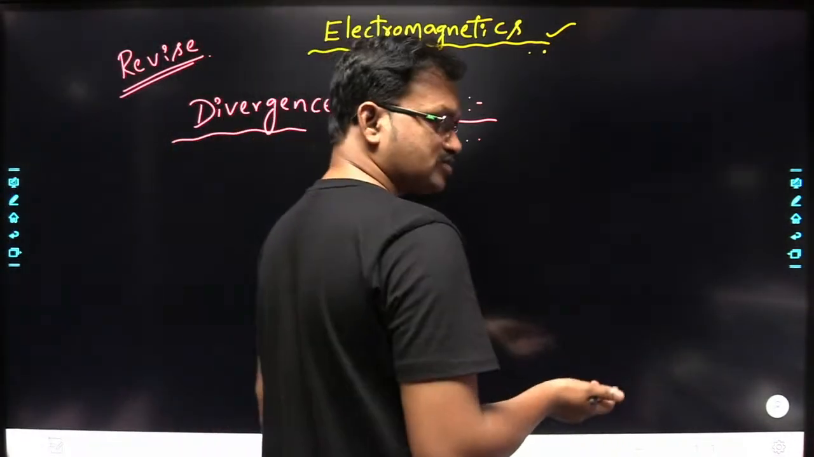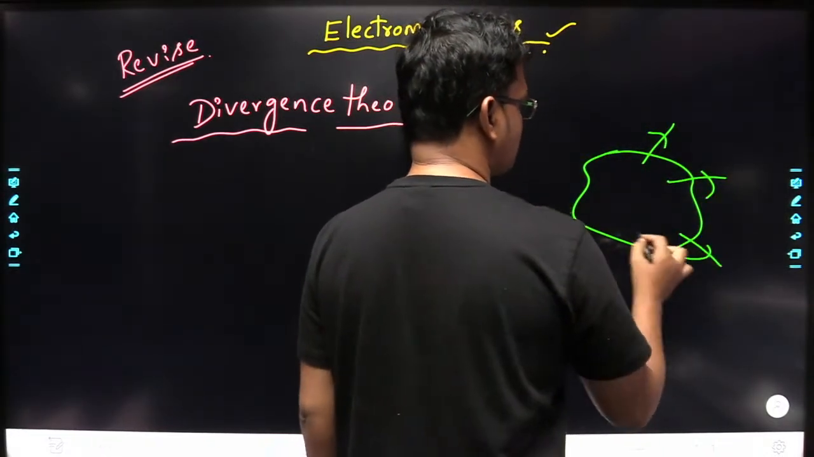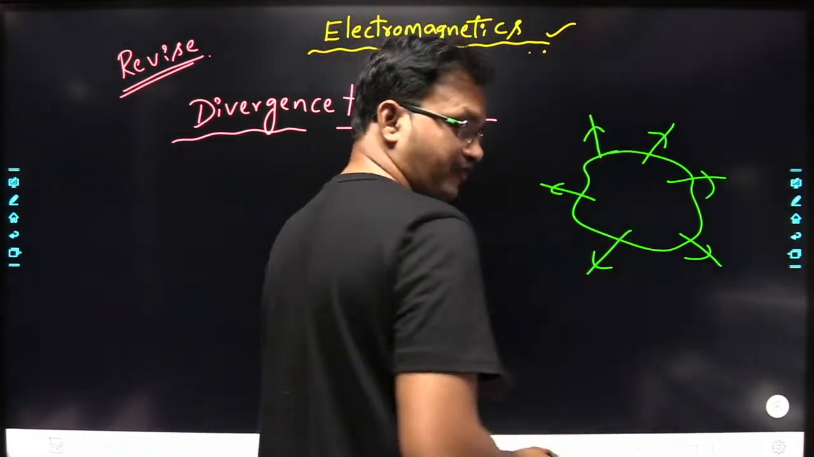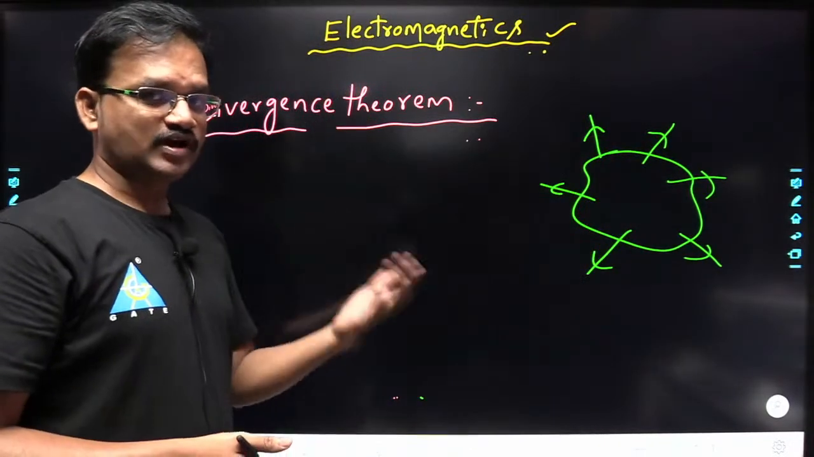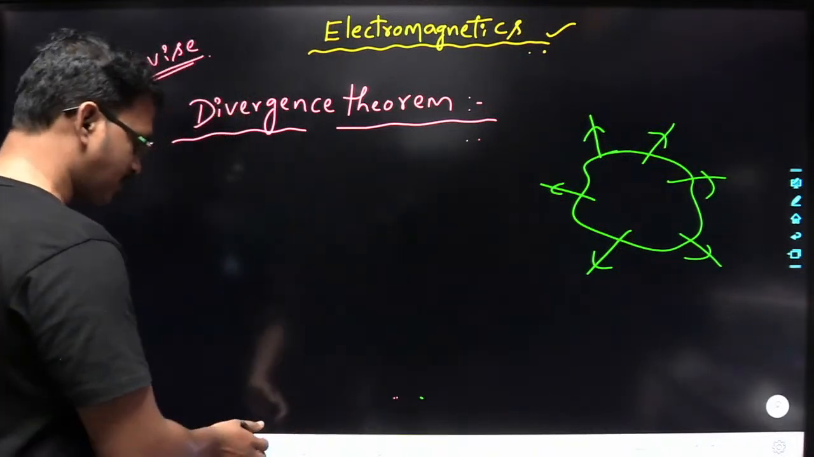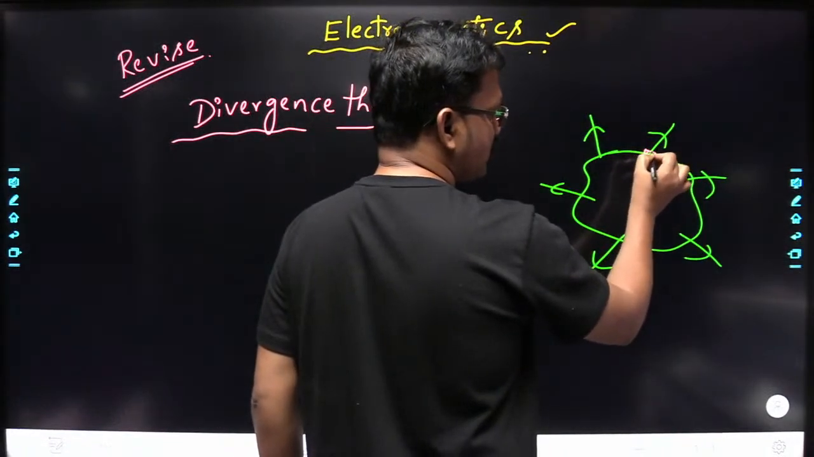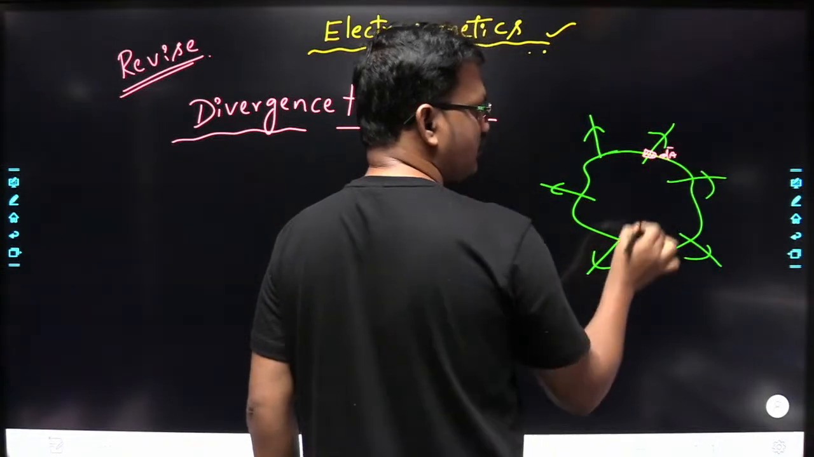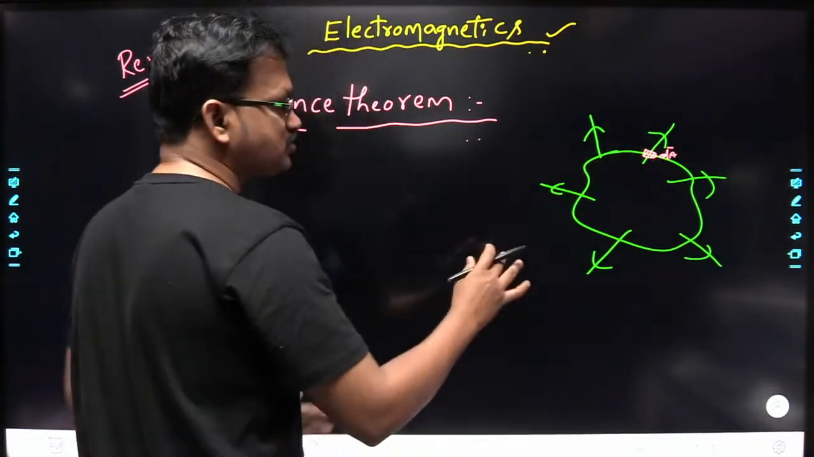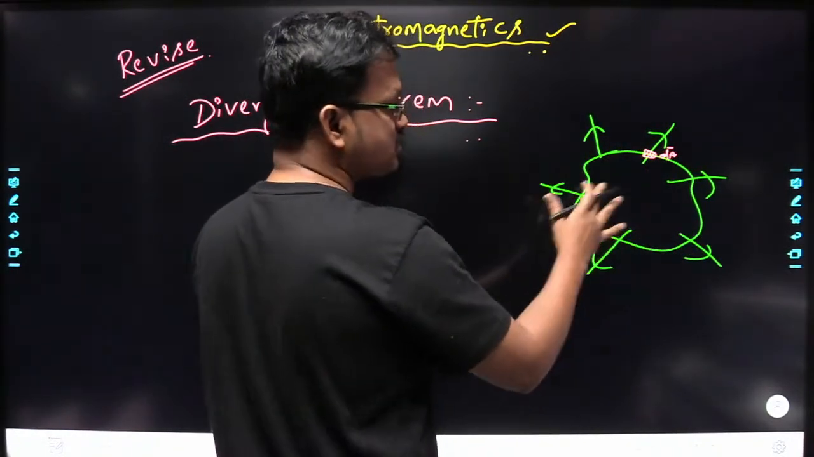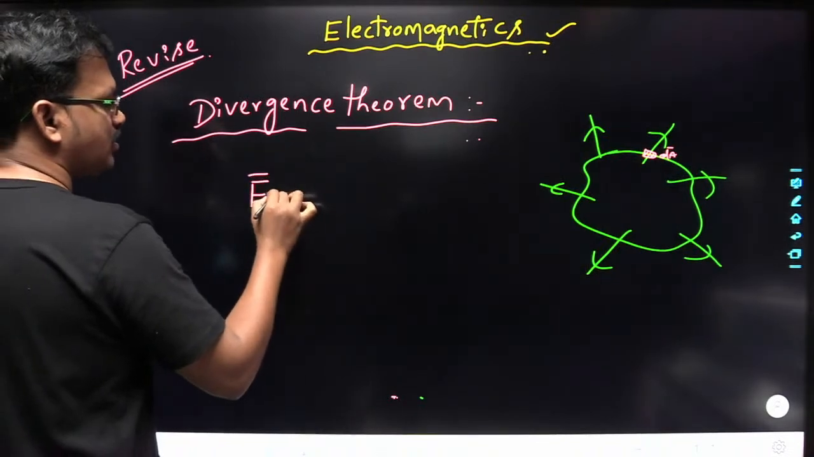If you consider any closed surface here, and suppose some field is leaving this closed surface, how much of this field is leaving this closed surface is called the flux leaving the closed surface. So how to represent the flux leaving the closed surface here? If you consider a small differential area, dA bar, on this closed surface, and you want to determine how much of the field is penetrating through this small differential area, then you have to represent that as F bar dot dA bar.